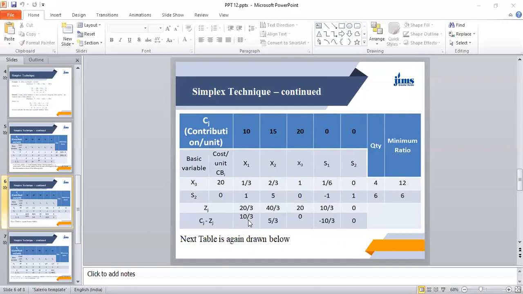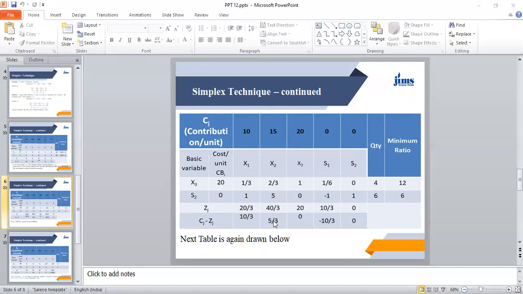So Cj minus Zj here will be 10 by 3. 15 minus 40 by 3, 45 minus 40 means 5 by 3. 20 minus 20 is 0. This is minus 10 by 3. This is 0. So now what you see here is that you still have two positive values in the net evaluation row, 10 by 3 and 5 by 3. And our condition is that all the values should be either 0 or negative in the net evaluation row. Then only will we say that optimality has been reached. But here we see that there are still two values, 10 by 3 and 5 by 3.